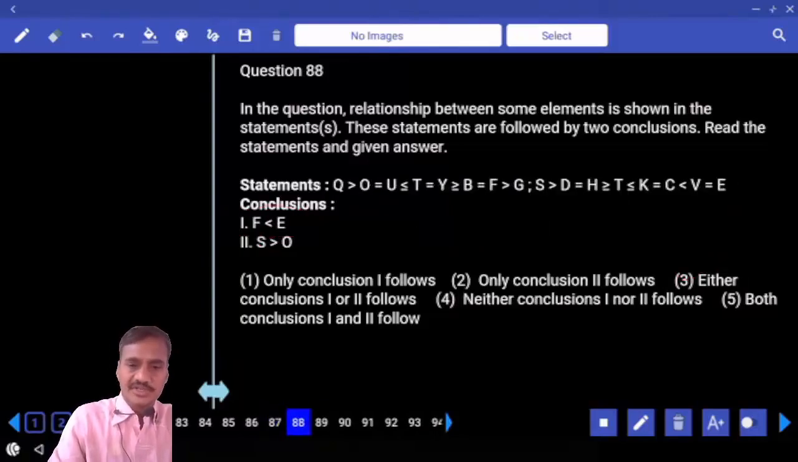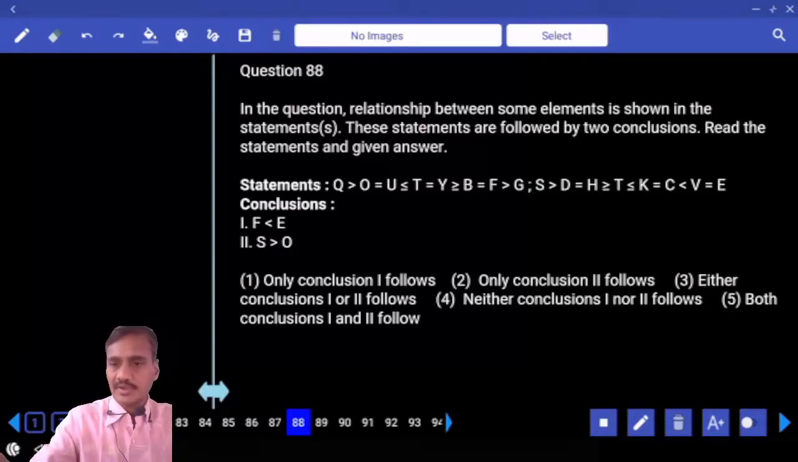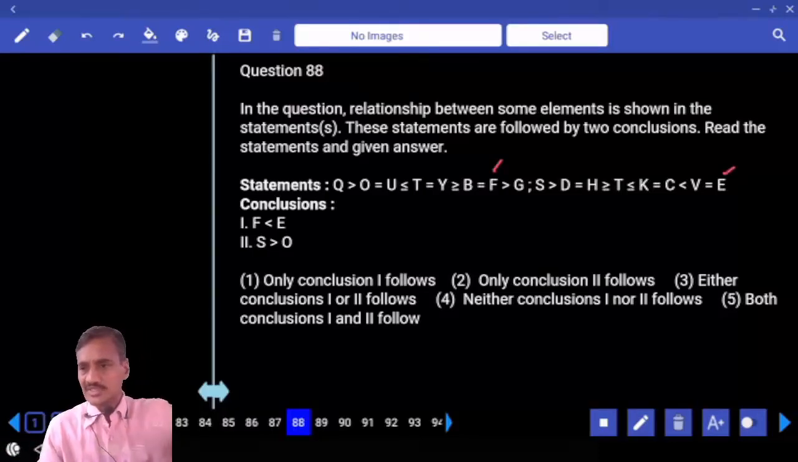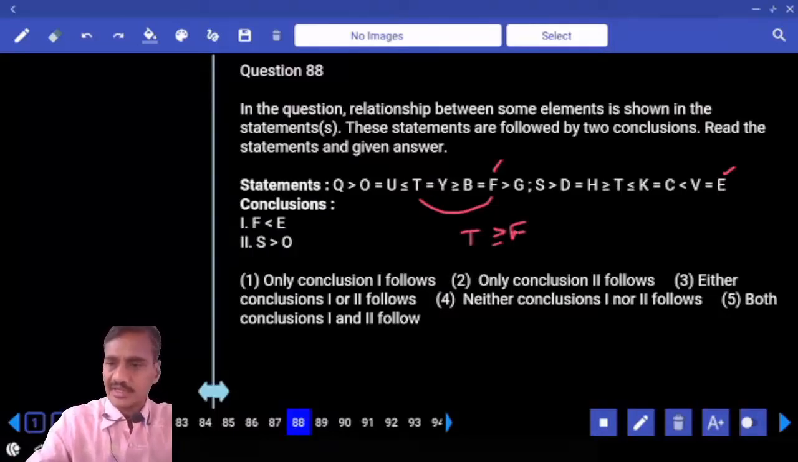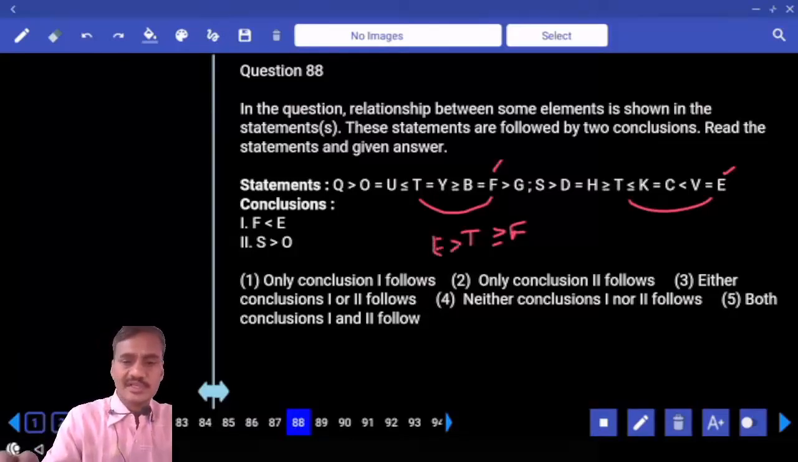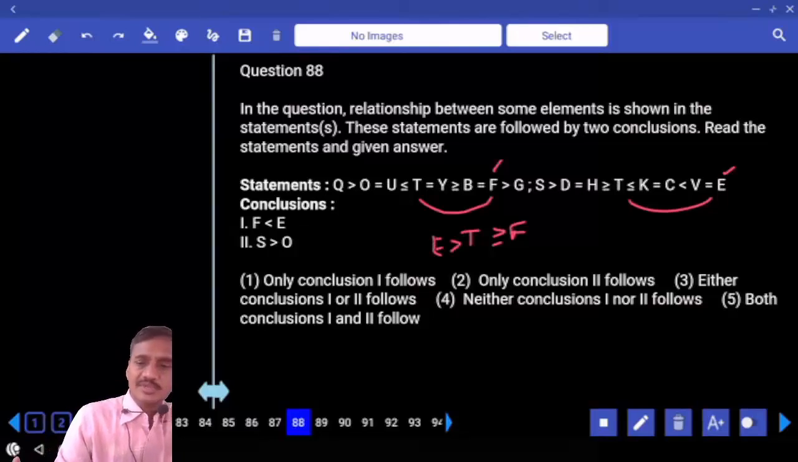Then coming to this 88. Now in this 88, I have an answer. Now first one, F and E. Now F is here and where is E? E is here. The element which is common in between these two is T. Now T to F, T greater than or equals to F, and at the same time between T and E, T lesser than E means E greater than T, T greater than F. That means E greater than F, F lesser than E, definitely true.